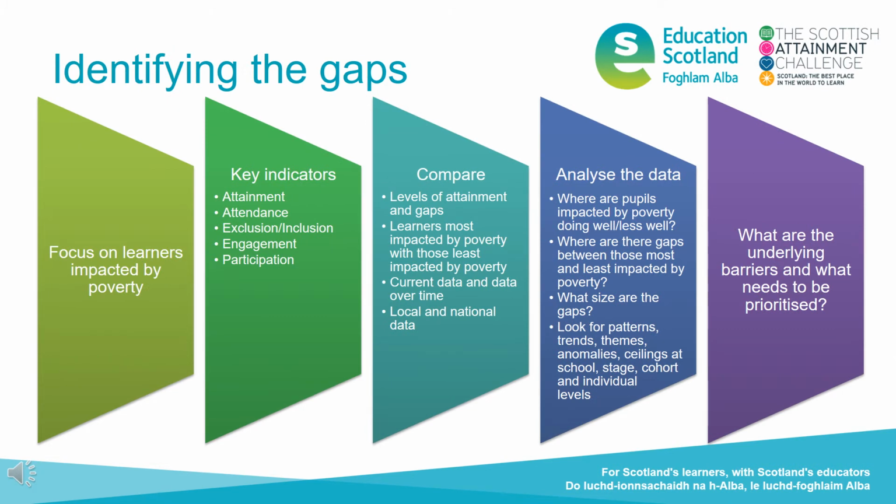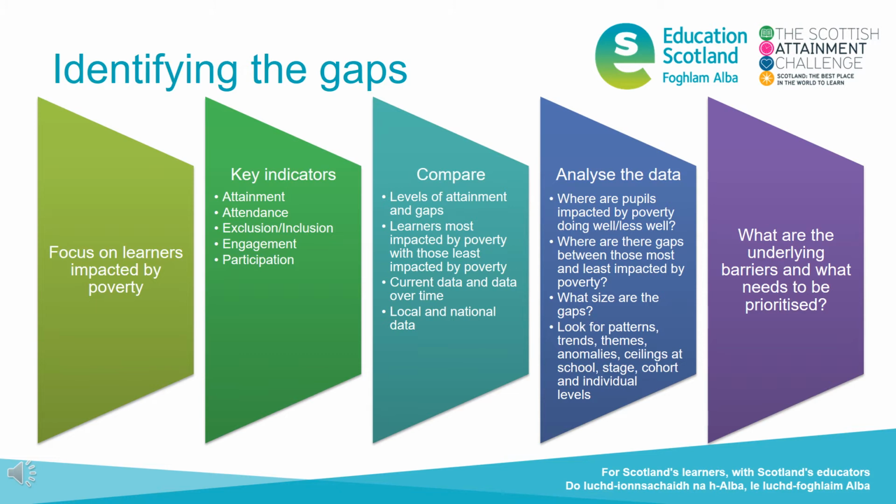Before identifying gaps, schools need to identify the learners impacted by poverty. Schools should consider learners in receipt of free school meals, learners living in SIMD Quintile 1 postcode areas, learners from families in any of the priority groups most at risk of poverty, and local knowledge to identify other groups such as learners from traveller communities and learners affected by rural poverty.